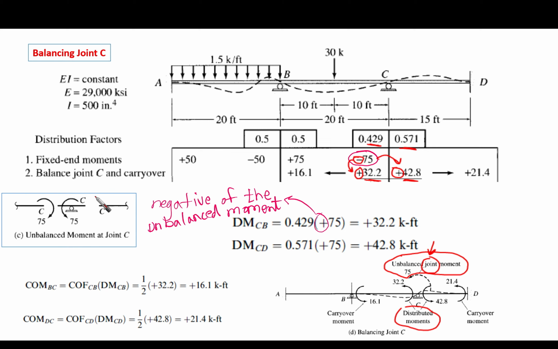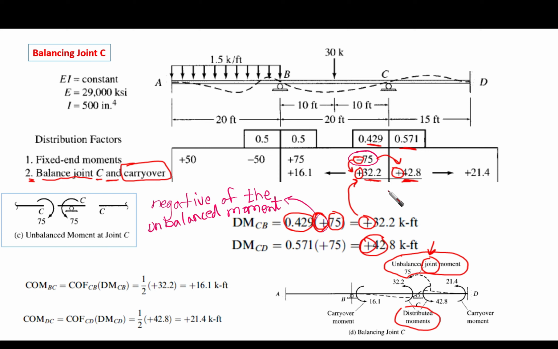Now this is what we are doing: step 2, balancing of joint C. And there is something else we are going to make, which is carry over. So now we have balanced the joint by multiplying the distribution factor by the moment magnitude, and we change the sign to get this positive. As I said, you are putting the opposite sign directly. So this is 42.8 also, which is positive, which is going to be here.